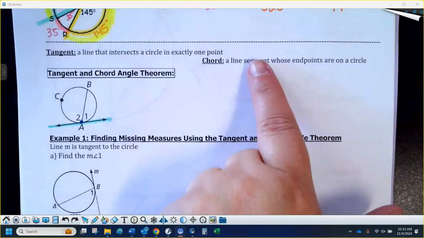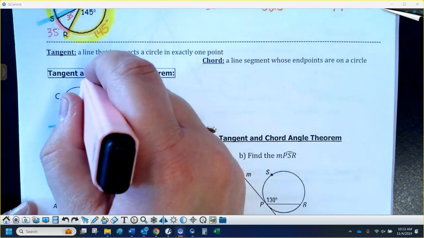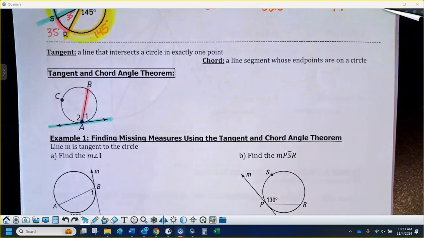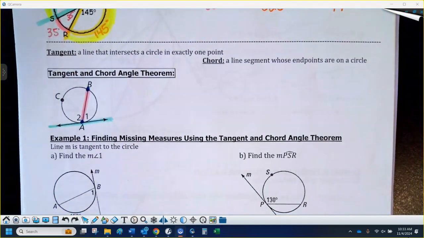Now a chord, we also talked about a chord. Chord in the picture here is from B to A. A chord is just a line segment where both endpoints are on the circle. So A is actually the point of tangency, and it's the endpoint of the chord. B is the other endpoint of the chord. So there's two angles that are created there, and there's two what we call intercepted arcs.